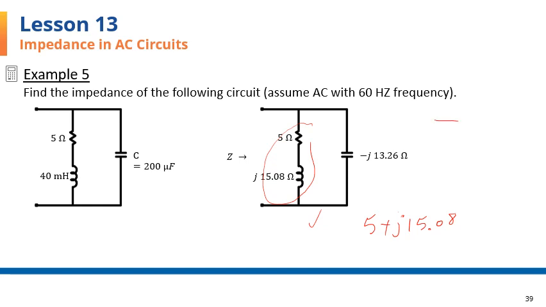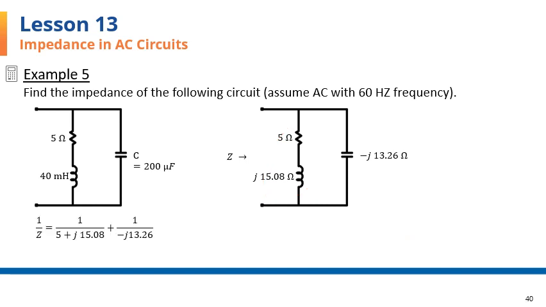Let me just draw as a review. If we have two impedances, Z1 and Z2, and we're looking to find their equivalent impedance seen from here. Well, 1 over Z equals 1 over Z1 plus 1 over Z2, just like the case of the two resistors in parallel.